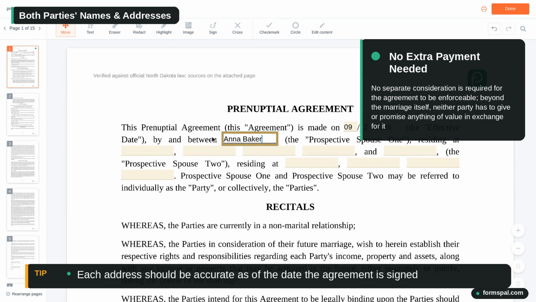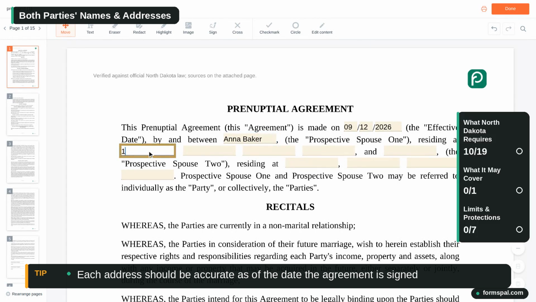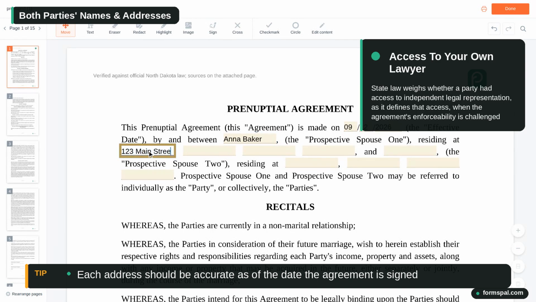Each person has to sign it of their own free will. An agreement someone did not sign voluntarily does not hold against them. If the agreement is challenged, state law looks at whether each person had access to their own lawyer, as it defines that access.